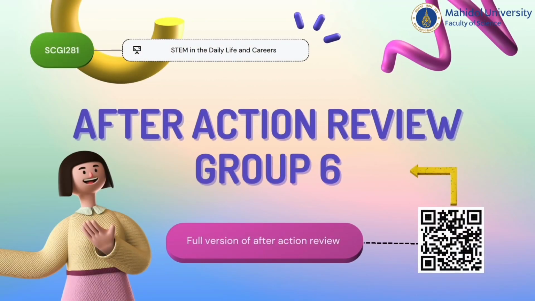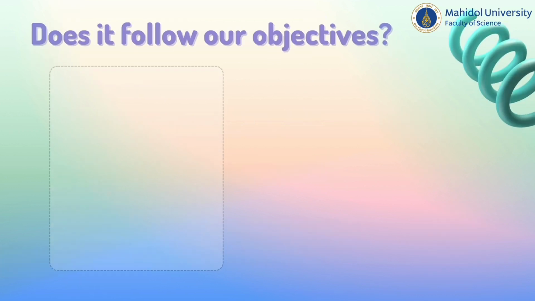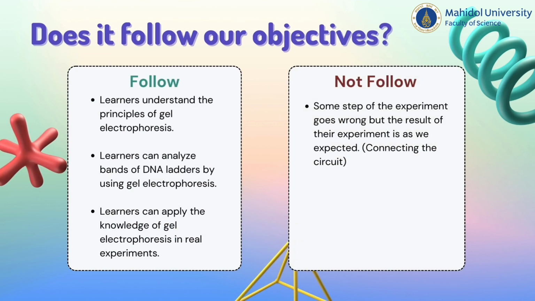Next is the after action review for our activity. You can scan the QR code to see the full version of this AAR. Let's start. Does the activity follow our objectives? There are two parts, follow and not follow. Let's start with the follow. First, learners understand the principle of electrophoresis. Second, learners can analyze bands of DNA ladders by using electrophoresis. And the last one, learners can apply the knowledge in real life or real experiments. Now the part that did not follow.